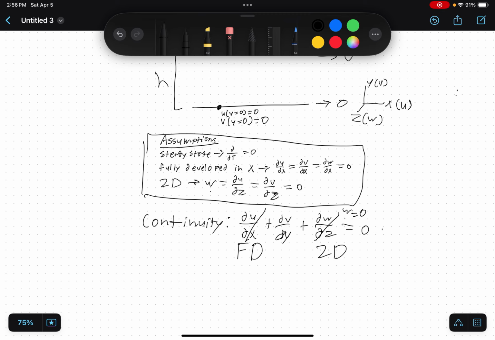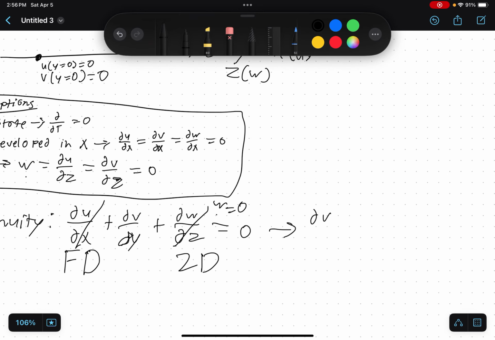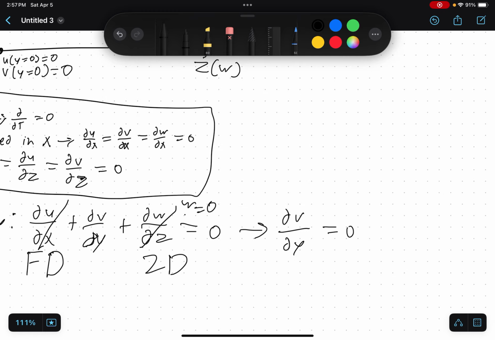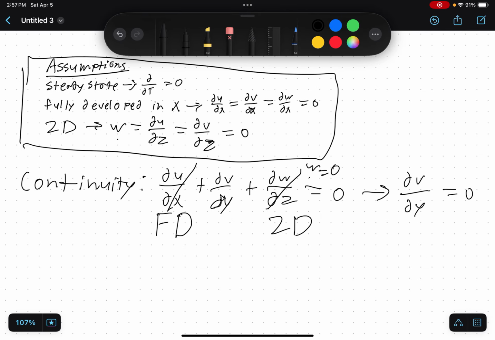So all we're left with is dv dy equals 0. You're like, well, this is kind of lame, we can't do anything with this, but you are wrong. We can do a decent bit. We integrate it, so we end up with v equals a constant. I'm going to call it a.